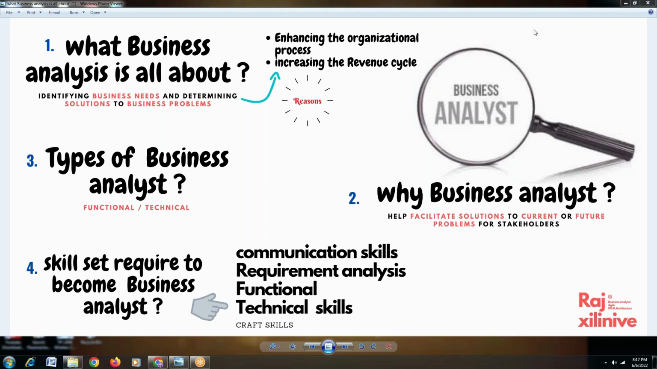That skill set we normally call craft skills. CRAFT, craft skills. C stands for communication skills. Communication means it's not only verbal communication, you know how important verbal communication is. Apart from verbal communication, written communication skills are also required. Written communication means if you want to explain something or deliver something to someone, how do you explain it? Because you want to gather or address a large number of people.